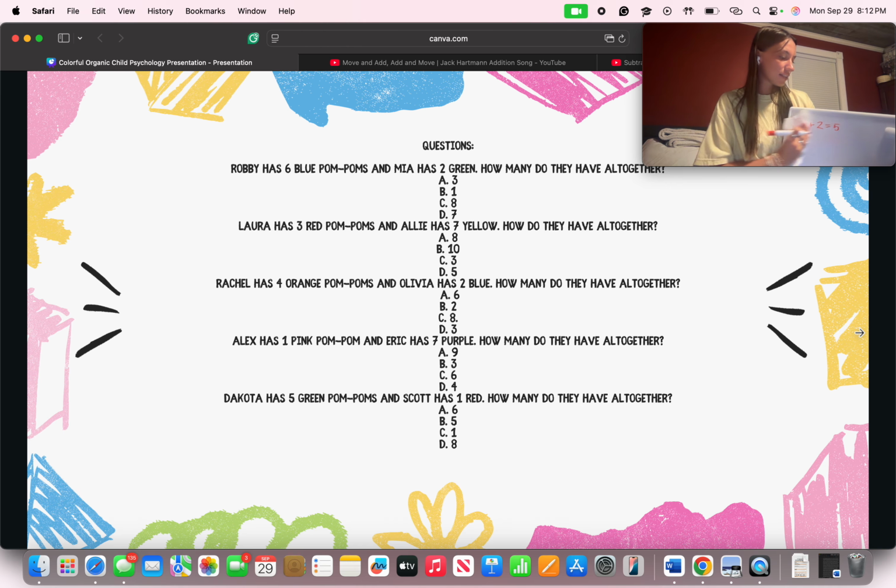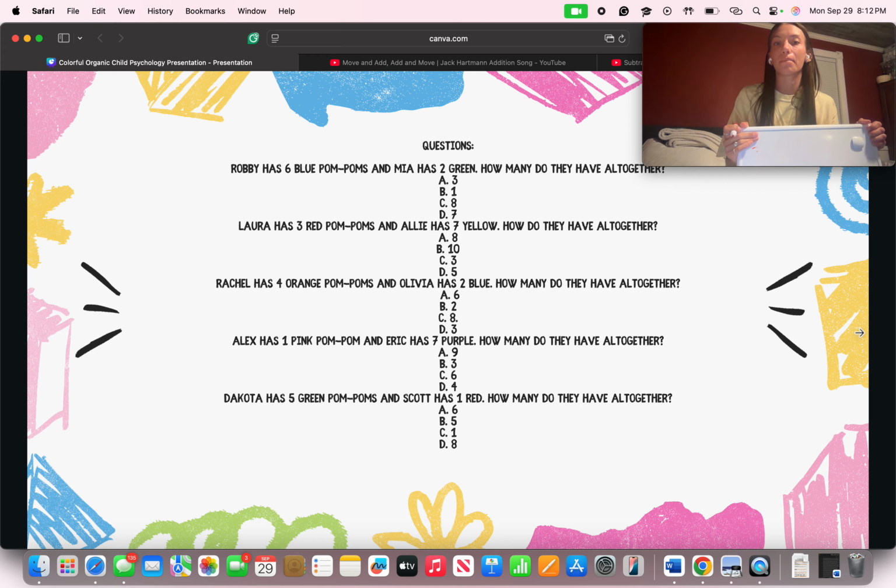The questions on this worksheet will look like this. Robbie has 6 blue pom-poms and Mia has 2 green. How many do they have altogether? This will be the structure setup for all of your questions. And you will be using your pom-poms for every question.